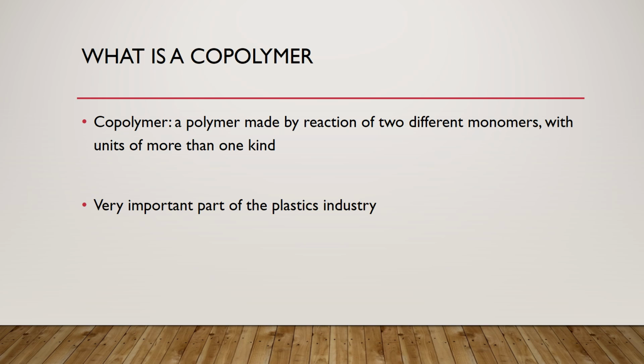First off, what is a copolymer? A copolymer is a polymer made by a reaction of two or more different monomers, which have units of more than one kind. Copolymers are a very important part of the plastics industry today. Copolymerization has allowed us to expand our range of polymers with different sets of properties and characteristics. Many applications require the properties of multiple polymers. Homopolymers cannot fulfill this need while copolymers can.